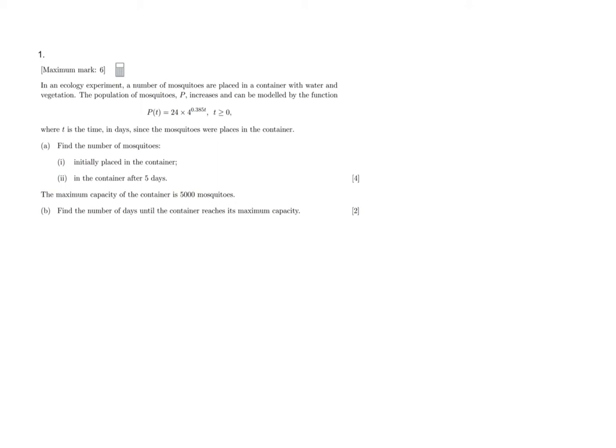A. Find the number of mosquitoes initially placed in the container and in the container after 5 days. So to find the number of mosquitoes initially placed in the container, we need to see what is the value of P when t is equal to 0. So this is going to be 24 times 4 to the power of 0.385 times 0, and that is equal to 24 times 4 to the power of 0. We know that 4 to the power of 0 is 1. So P of 0 is going to be 24.